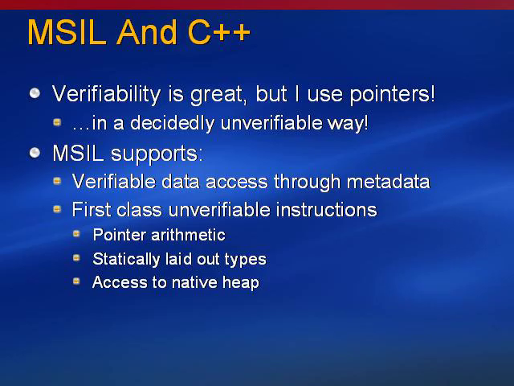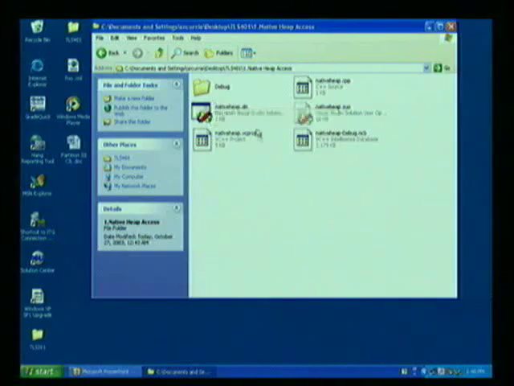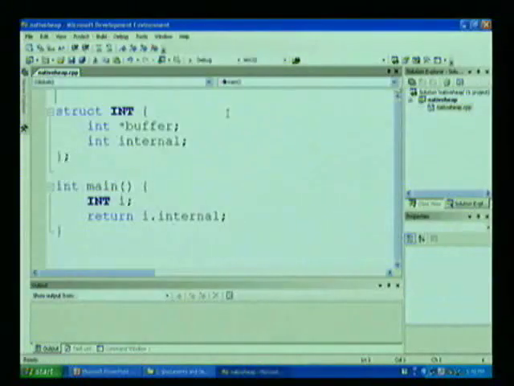So in addition to being able to do your verifiable data access through your metadata with your verifiable instructions, you can do pointer arithmetic. You can do indirect loads. You can do whatever you need to get access to the native heap and to compute where you need to be in statically laid out types. That's types that are laid out by the compiler. So let's have a brief demo of what some of these instructions look like, and that'll conclude our basics, and we'll start to drill down pretty deeply into how we wire up a lot of our technologies using these instructions.